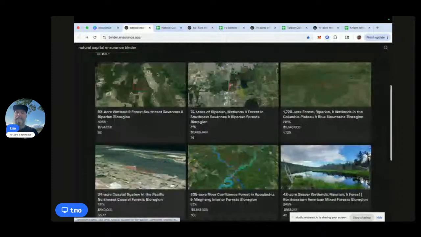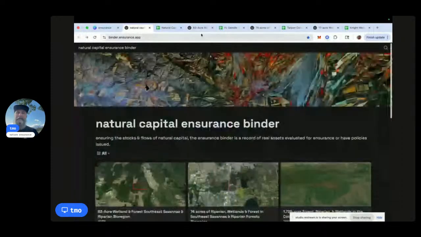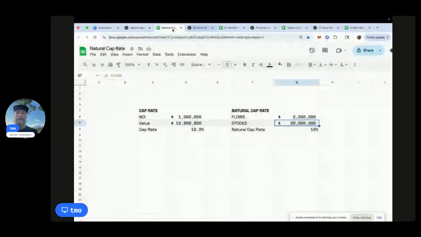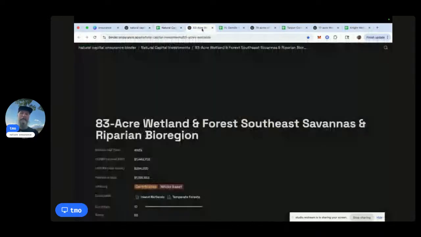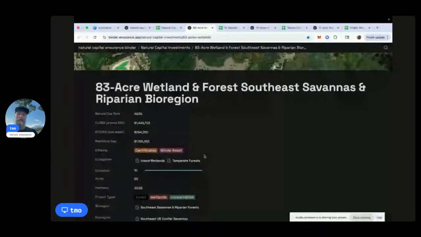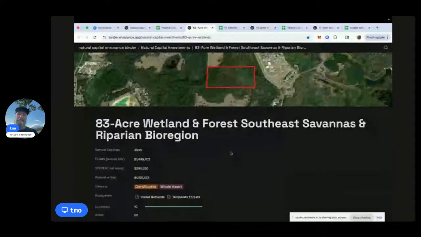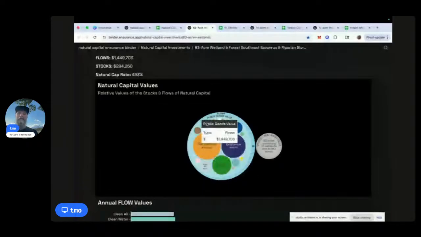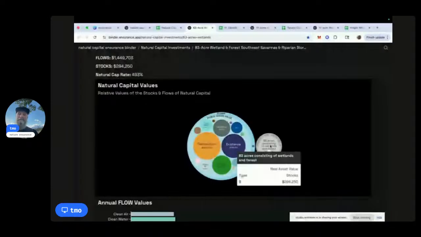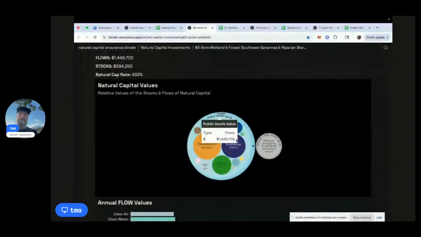We're gonna actually look at the 83 acre wetland property here. Based on ecosystem condition, we're giving it a 10. It's wetlands, temperate forest. The value of the ecosystem services are all seen down here. This is a good view of the relational value. This is the value it generates every year. This is the flow value. And this is what it would cost to protect that value permanently.